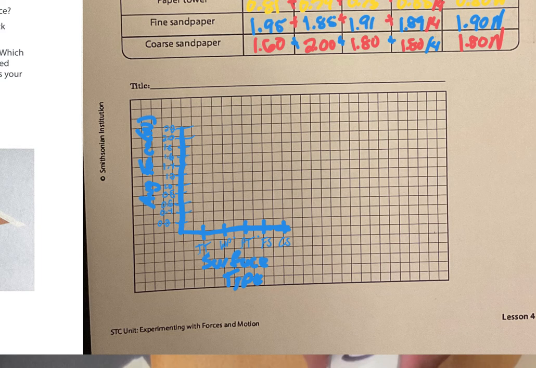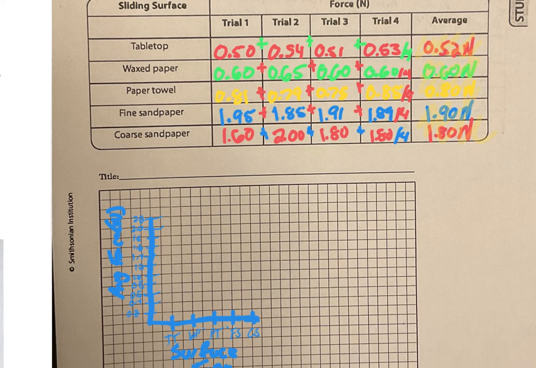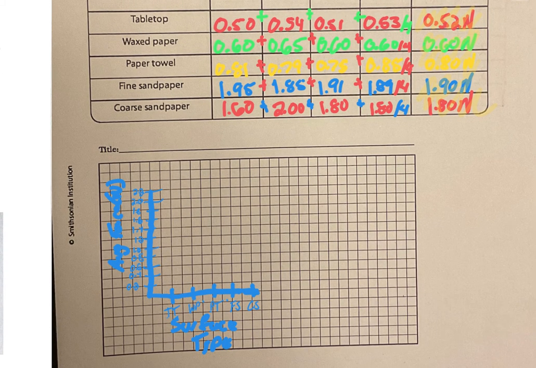So what we are going to be graphing is the average force from our table here. So we're going to be graphing these numbers here. So these are the numbers that we're graphing. All right, so the tabletop is going to be first. So the tabletop, we had an average force of 0.52. So it's going to go right about here, from about here down.